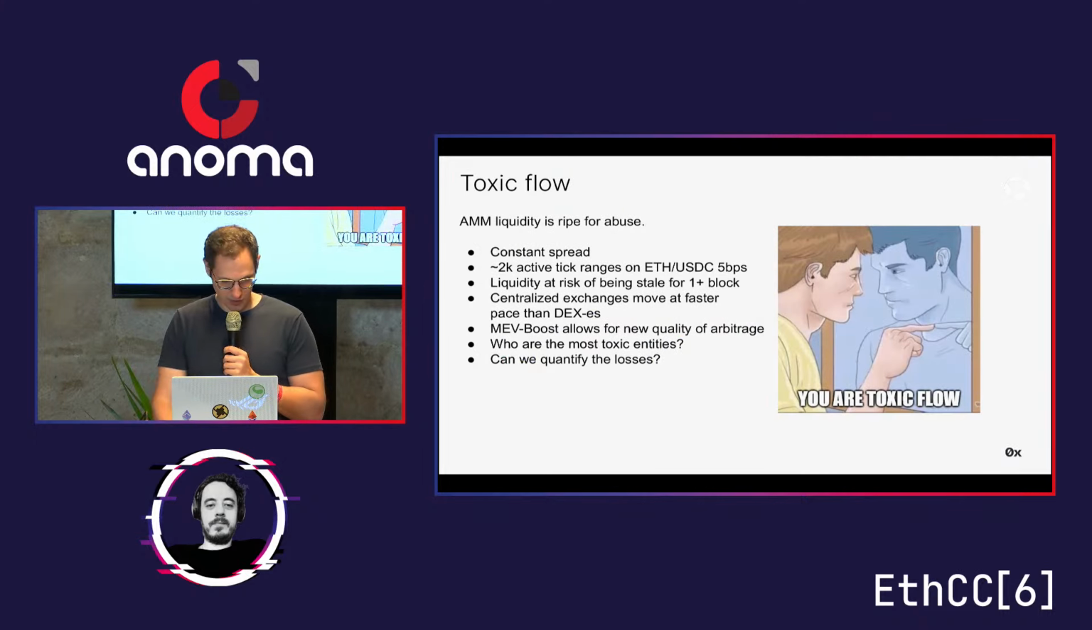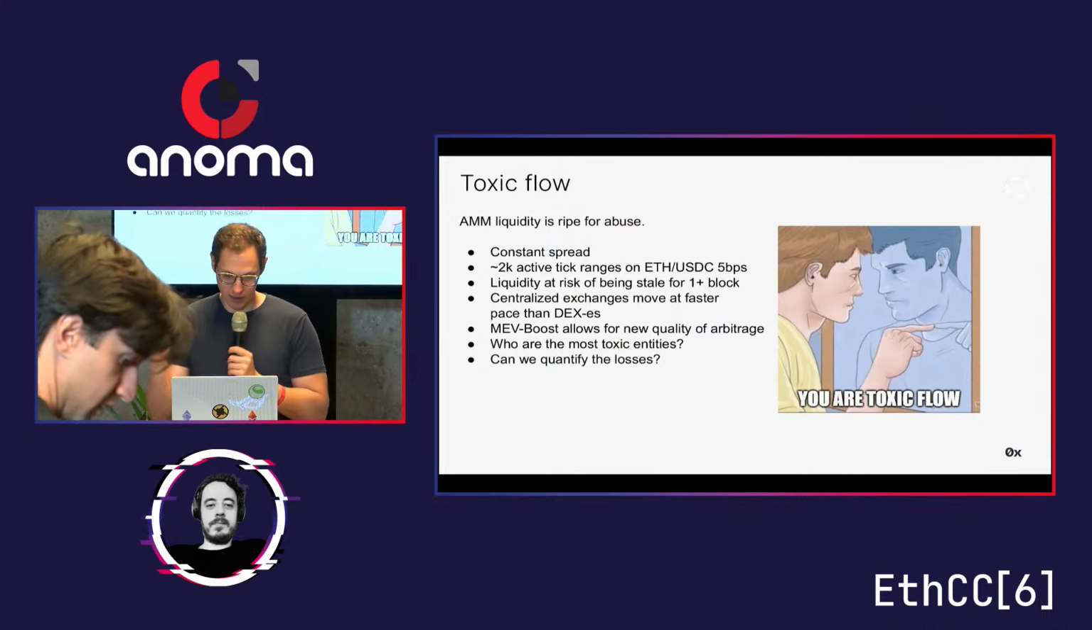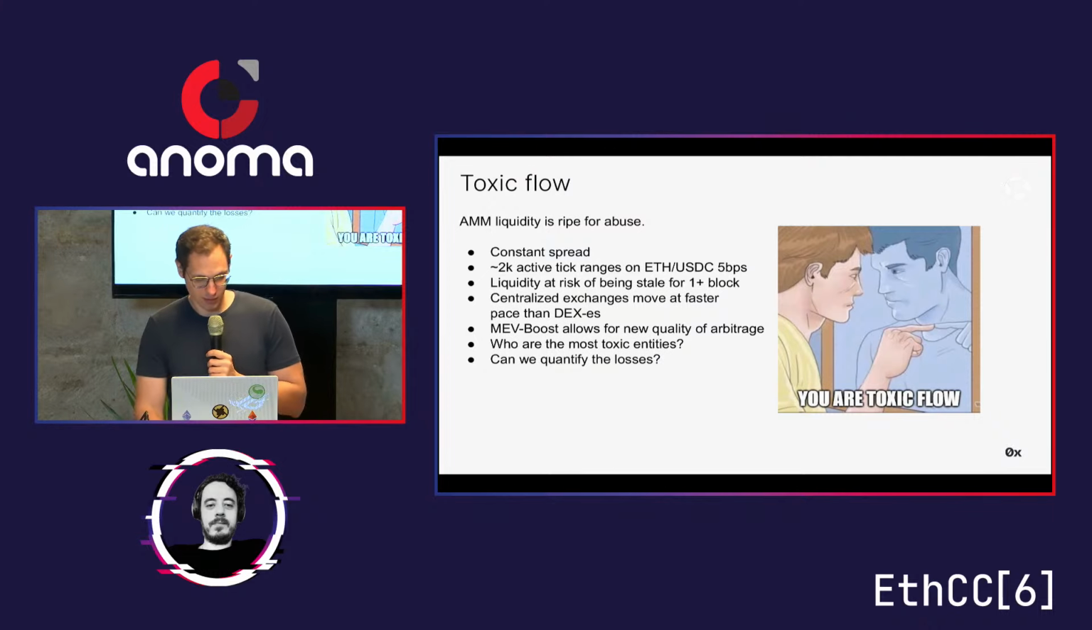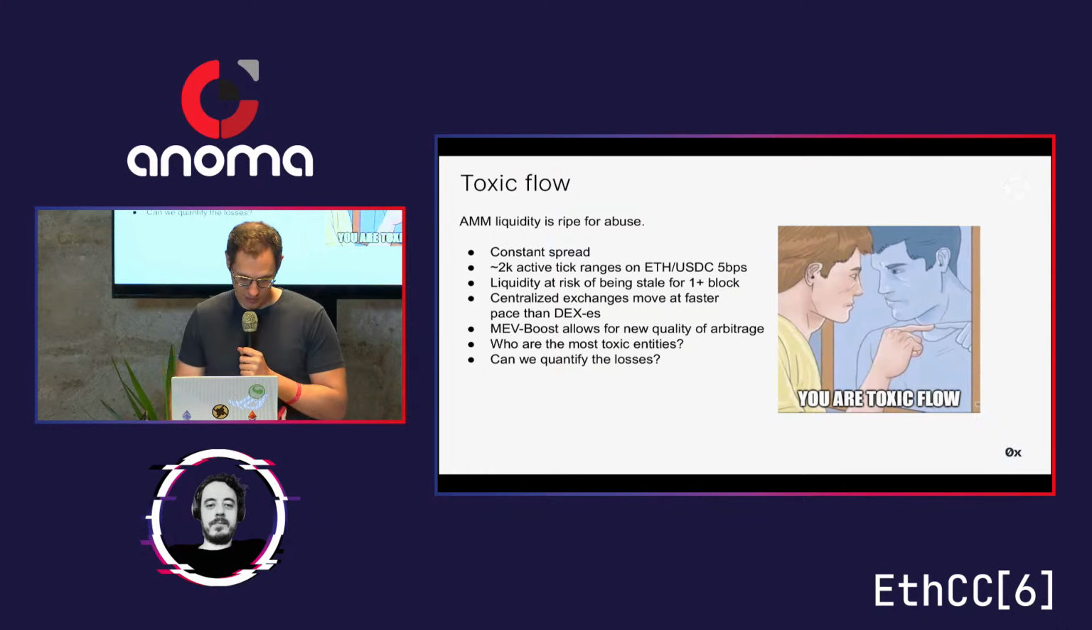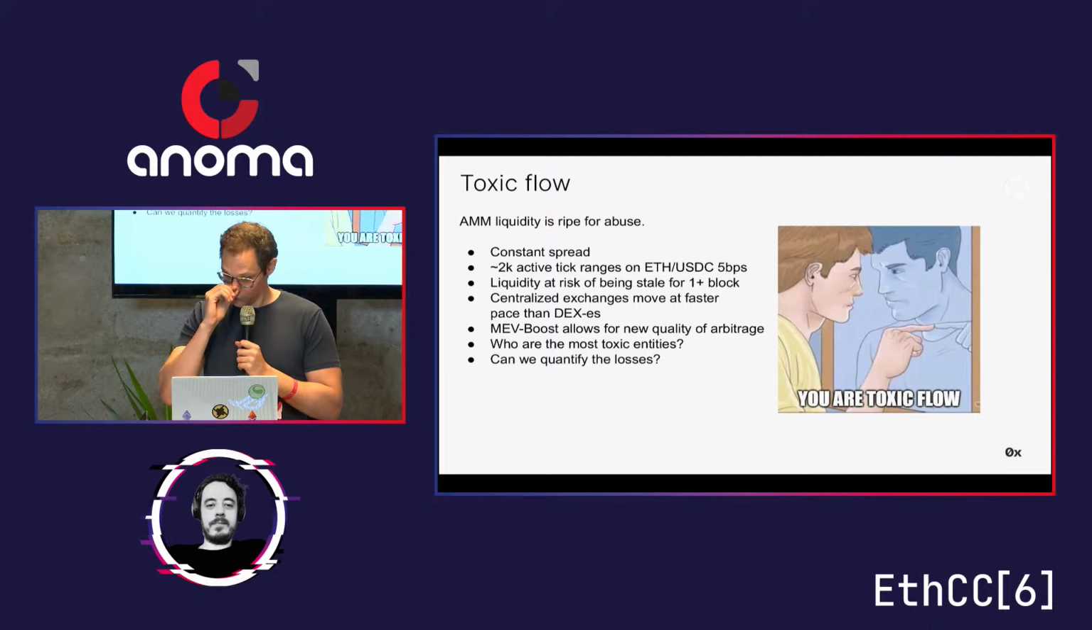So a few words about toxic flow. We're just trying to figure out what it is, which orders are undesirable on Uniswap. And this AMM liquidity overall is ripe for abuse. There are various reasons. First one is constant spread. If we talk about the 5 basis points pool, it's 10 basis points, and real markets don't work like that. When there's volatility, the spread goes up.